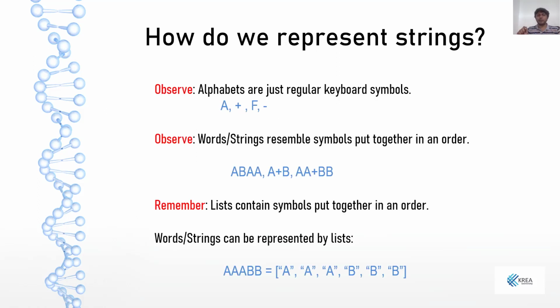We need to make a couple of observations. Observe that alphabets are just regular keyboard symbols, like A, plus, F, minus. They're just keyboard symbols that you have. Words and strings resemble symbols put together in an order. And what you need to remember is that a list contains symbols put together in an order. If you remember this fact, then we realize that lists are the natural choice to represent words. So words and strings can be represented by lists. For instance, AAABB can be represented like this.